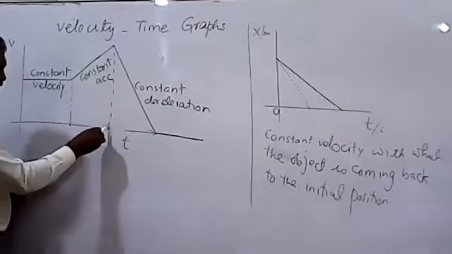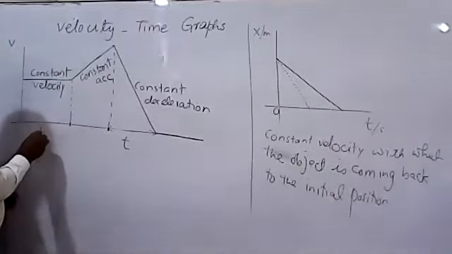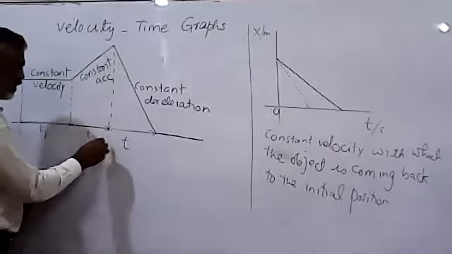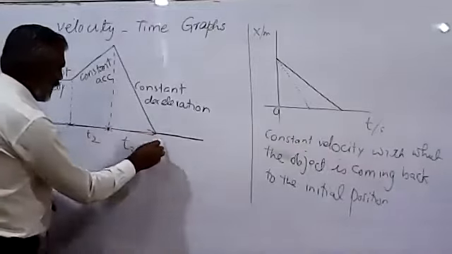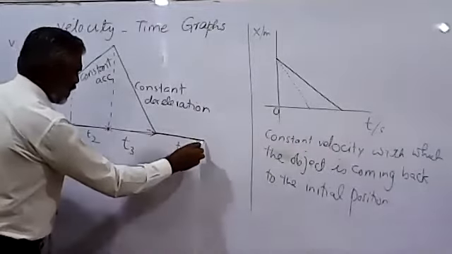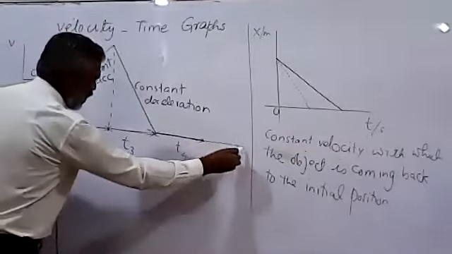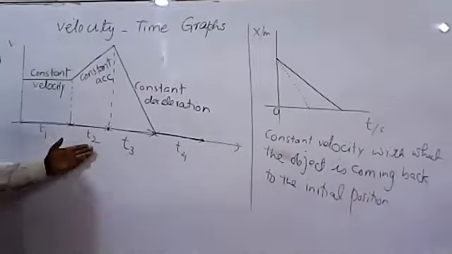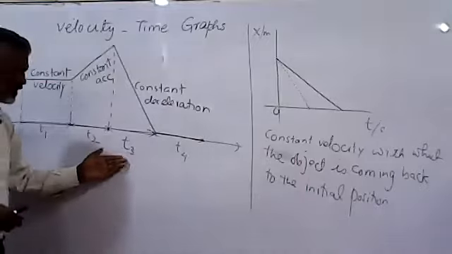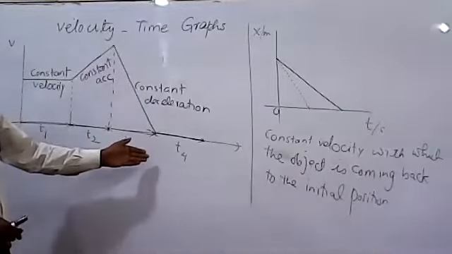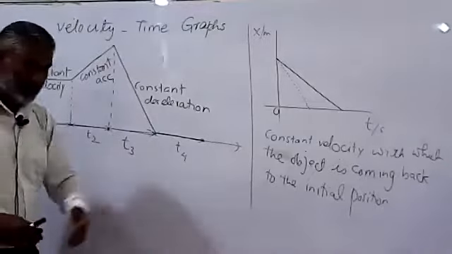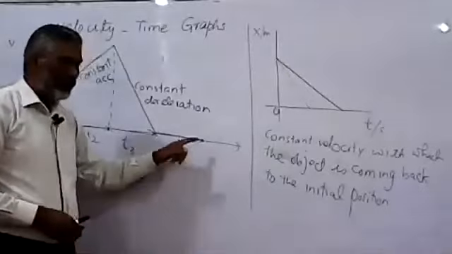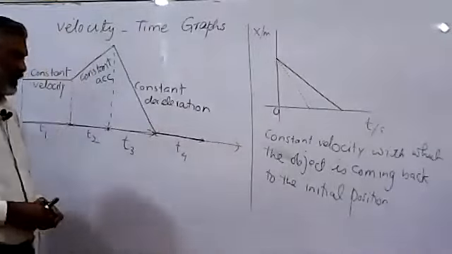Then if I label this time interval as T1, this is the interval T2, this is the interval T3, and then this is the interval T4, and so on. What happens during T1 is obvious. What happens in T2 is also obvious. What happens in T3 is it has a constant deceleration. The object has applied brakes and it finally has come to rest here. And in time interval T4 and after, the object has remained at rest.